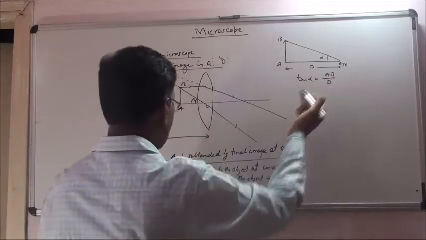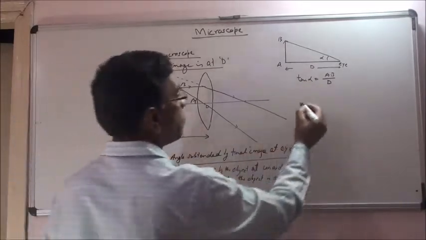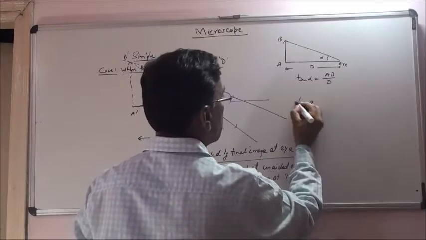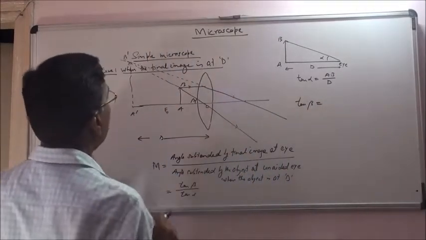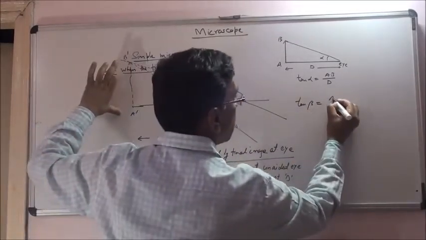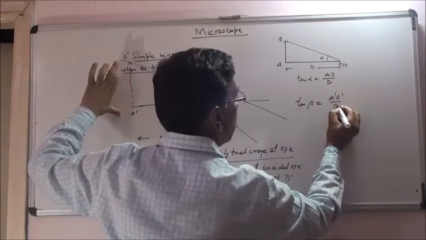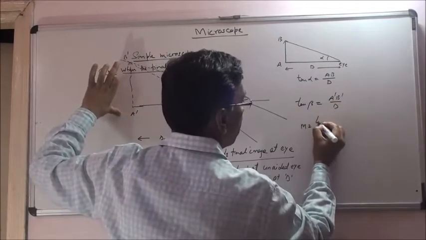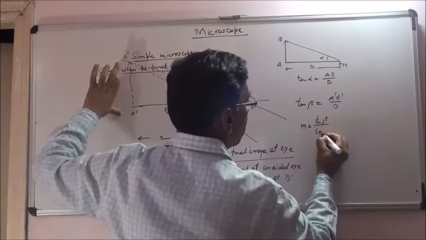Tan alpha is this, tan beta is, let us use this diagram now. Tan beta will be A dash B dash upon D. So magnifying power will be tan beta by tan alpha.